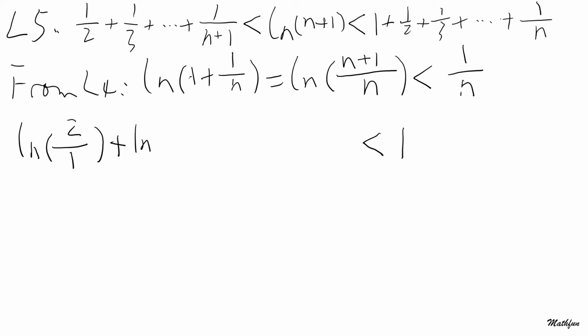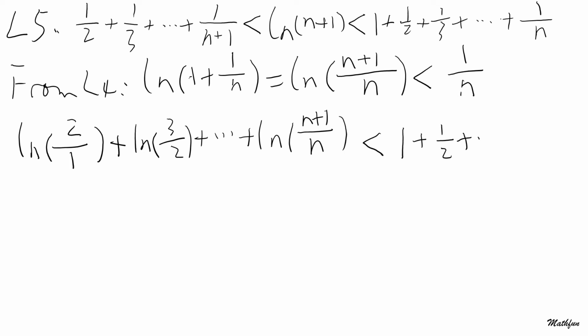We can do the natural log. Now we take n equal to 2. So that would be 3 over 2, and this one will be smaller than a half, because n equals 2 now, the reciprocal of 2. And continue until we're going to have the natural log of n plus 1 over n, and that smaller than the reciprocal of n.